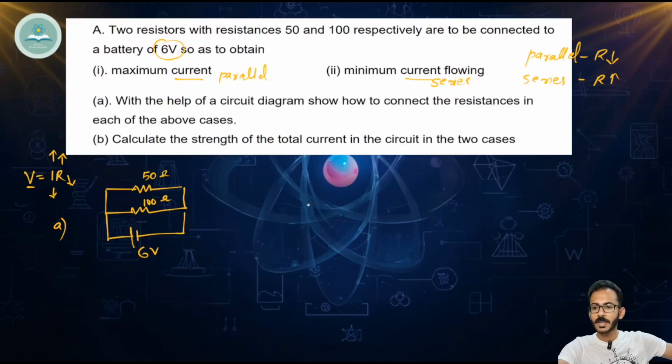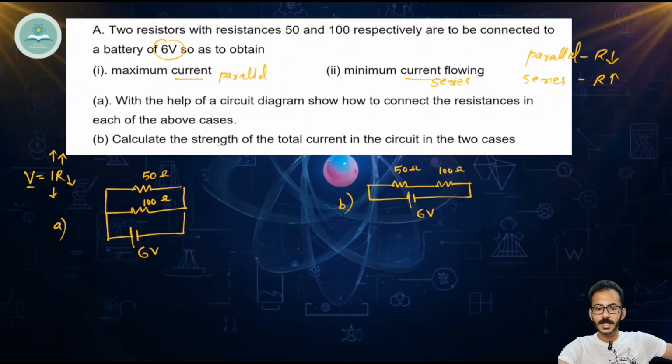So here we have the 6 volt cell, here we have the 50 ohm and here we have the 100 ohm. Now B part of the question, there it is series connection. So in series connection, first resistance here, that is 50 ohm, and the second resistance here, that is 100 ohm, it is connected to a cell of 6 volt. So this is the first part of the question.